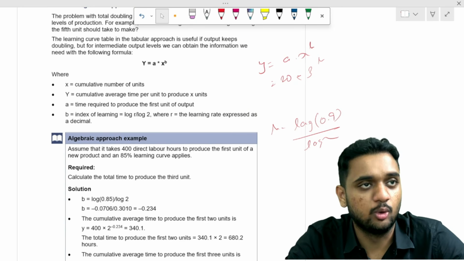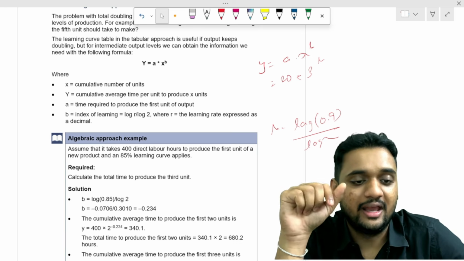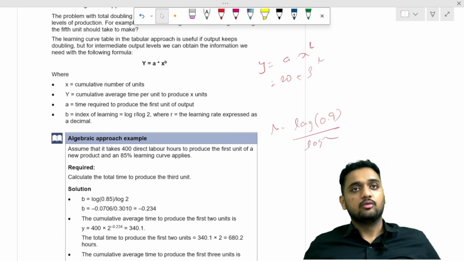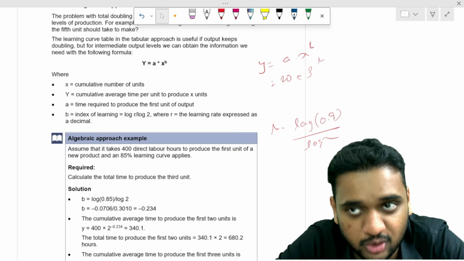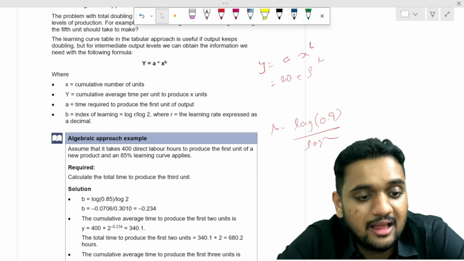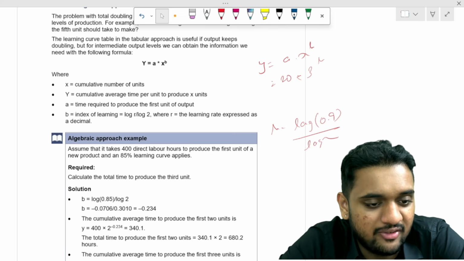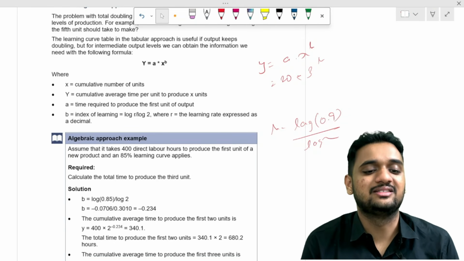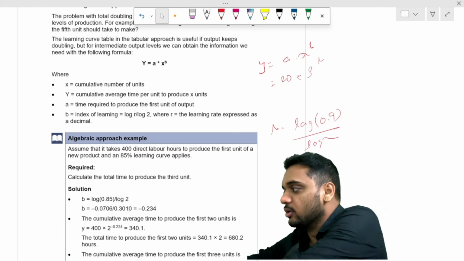Take your notebooks. I will tell you only the B value. Try to find out the answer. It takes 400 hours to produce the first unit. 400 hours means what? Machine hours or labor hours? It takes 400 labor hours to produce the first unit. An 85% learning curve applies. What is the cumulative average time for 3 units?